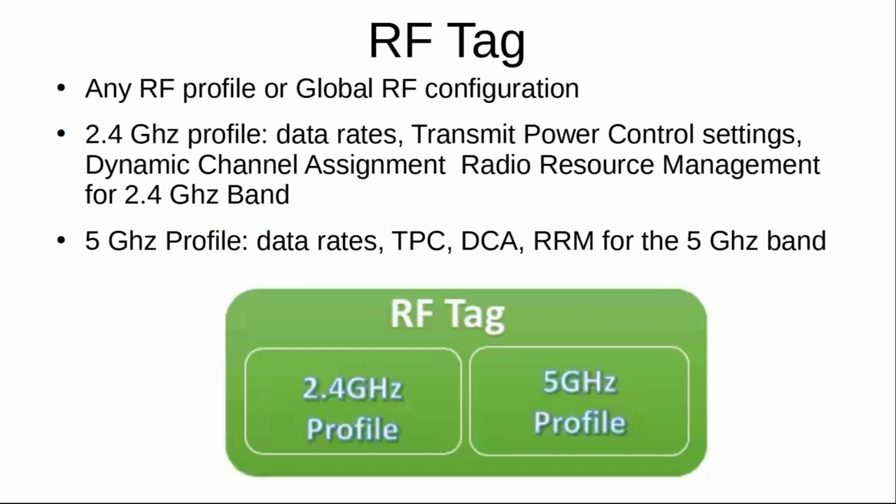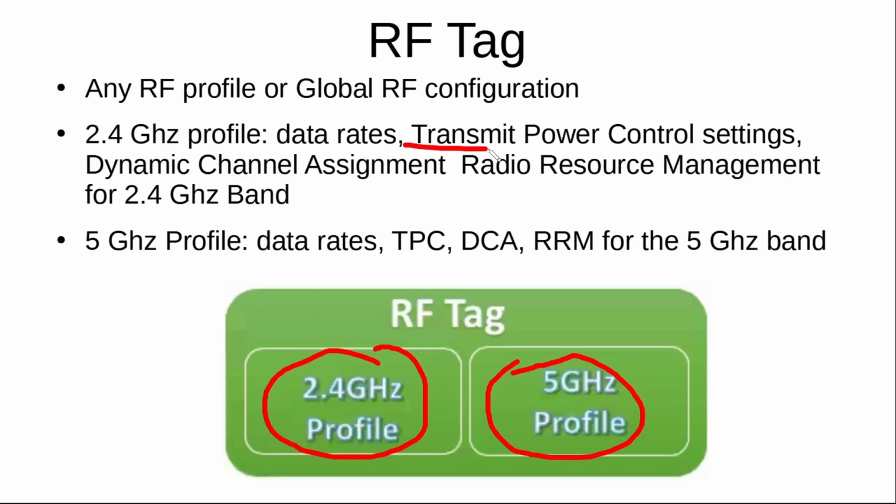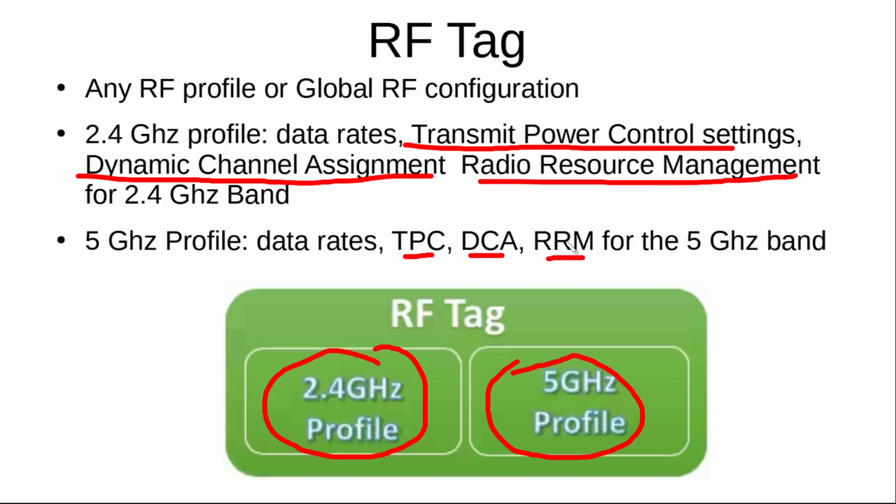The radio frequency tag will let you establish how your access point will be working with each possible band. For instance, you can set up your transmit power control settings, or TPC, your dynamic channel assignment settings, or DCA, your radio resource management, or RRM, for each of the bands.